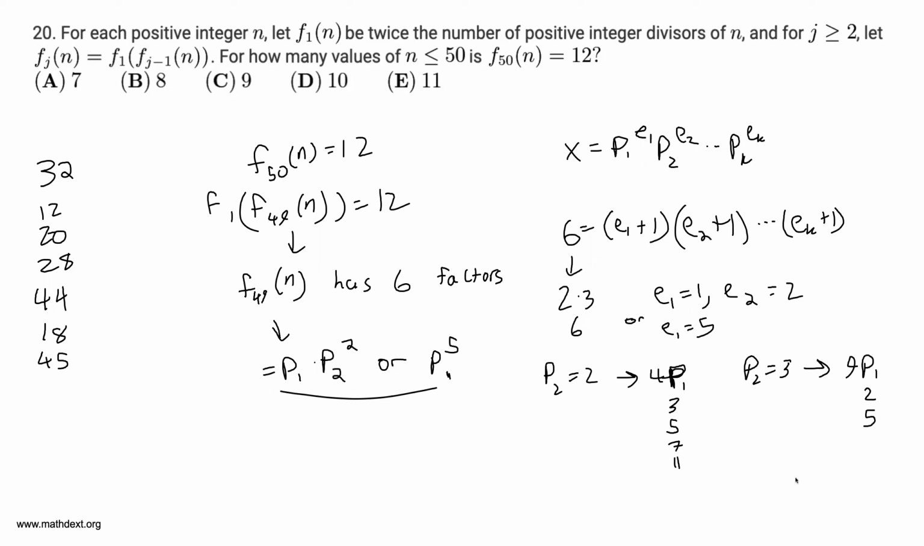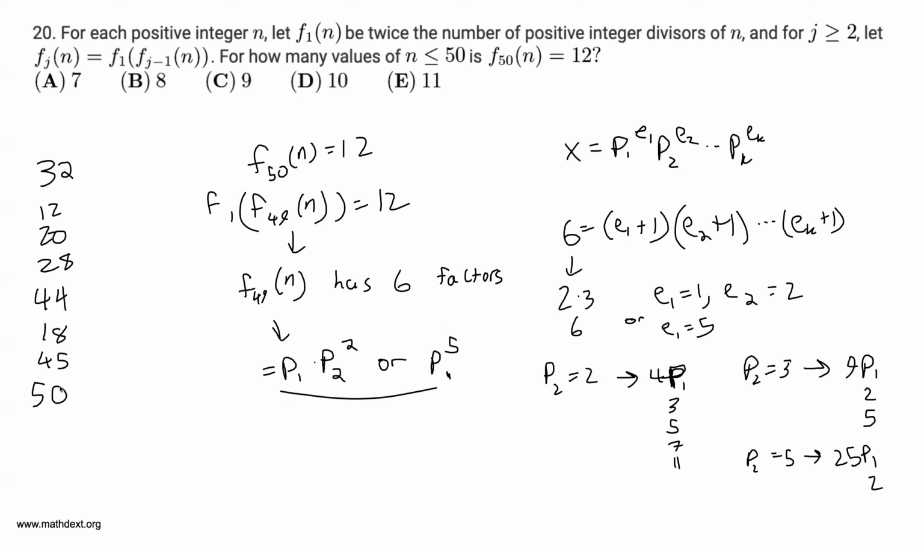Now, what if P2 is equal to 5? So P1 times P2 squared is 25P1. And the only possible value of P1 is 2. 25 times 2 is 50. And obviously, you cannot have anything higher than P2 equals 5. Otherwise, F49 of n will become greater than 50, which we've already stated was impossible. So these are the possible values of F49 of n.